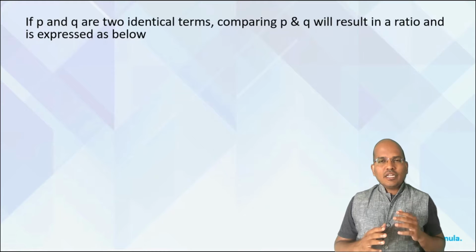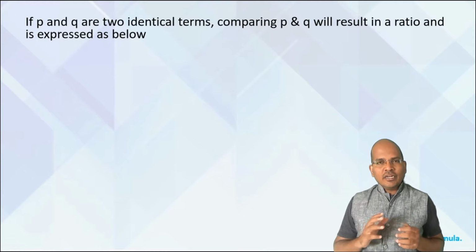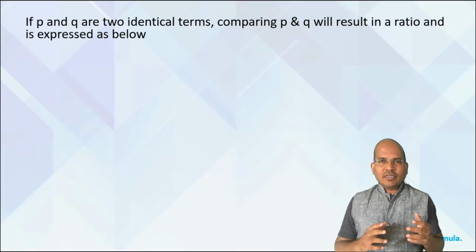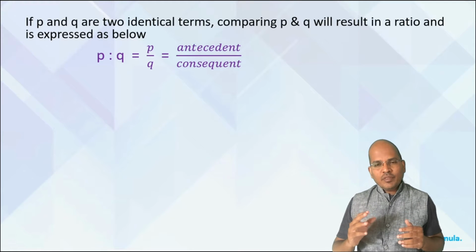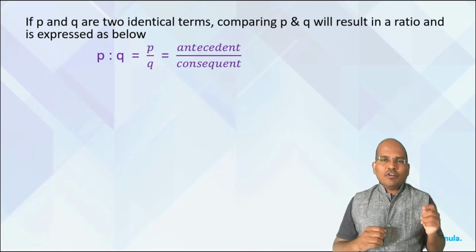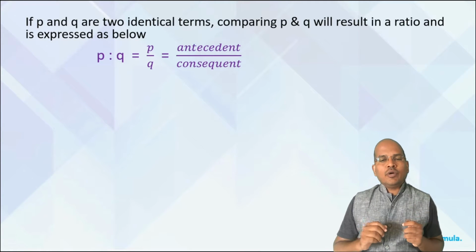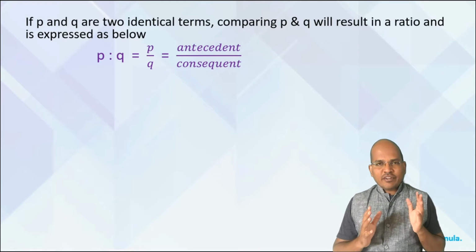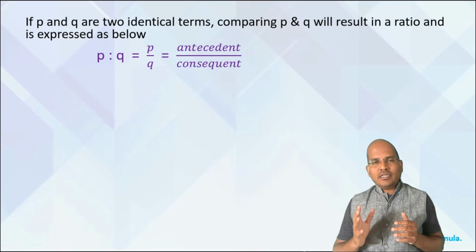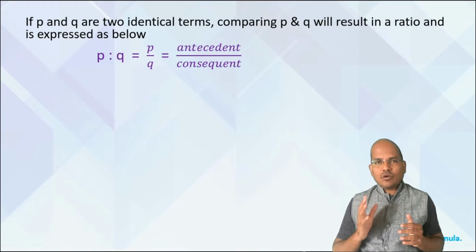If P and Q are two identical terms, then comparing P and Q will result in a ratio, and that comparison can be expressed as follows. So we write P is to Q as P upon Q, P by Q, where P is the numerator in general terms and Q the denominator. Technically we call P as antecedent and Q as the consequent. So when you compare two terms P and Q, we get a fraction, and in that fraction the numerator is technically called as antecedent and the denominator is called as consequent.